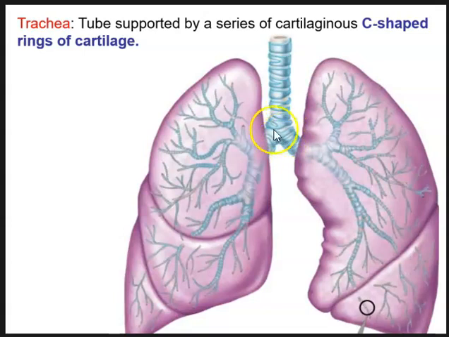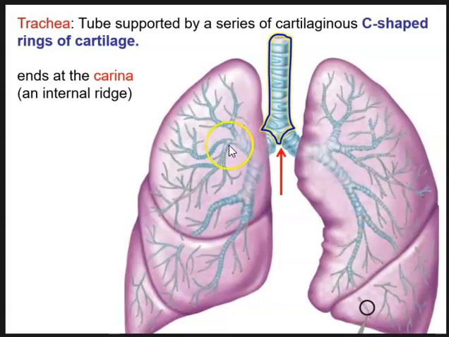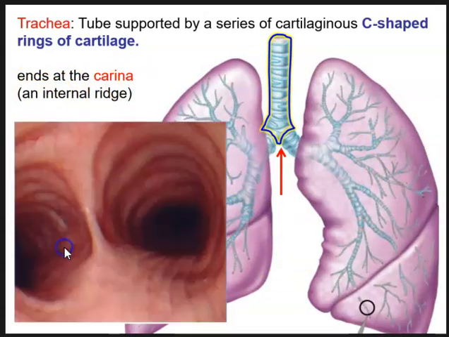At the vertebral level, about T4, T5, we see the carina. The carina is where the trachea will bifurcate into the right and left primary or main bronchi. So the trachea ends at the carina, which is an internal ridge, and we can actually see what it would look like under bronchoscopy. If we have a camera going down the trachea, we can see that the trachea will then bifurcate into right and left main bronchi.